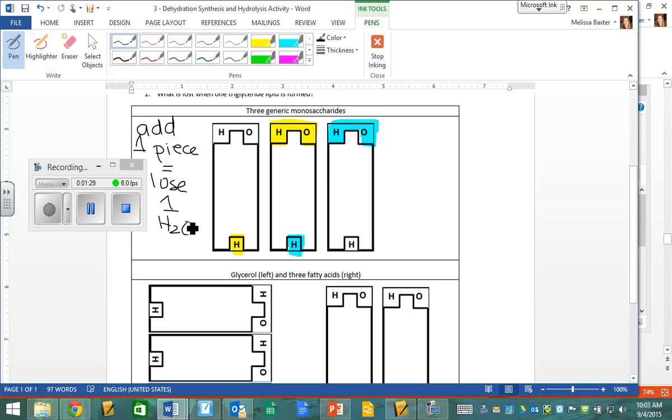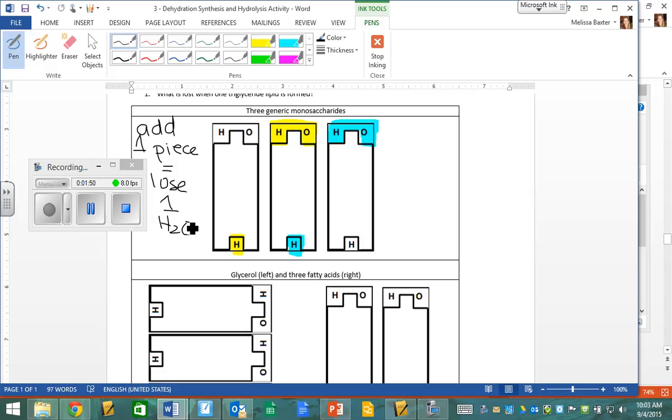What did I have to lose to add the first two together? An H and an O and an H. That's a molecule of water. Now I color-coded them so you could see how they would fit together. So the yellow sides go together, the blue sides go together. Does anyone want to ask any questions about that part?